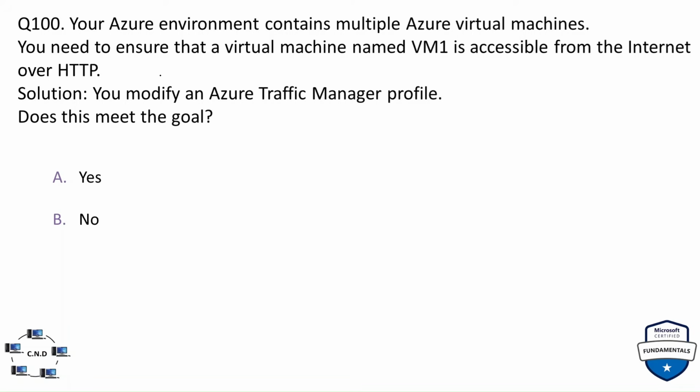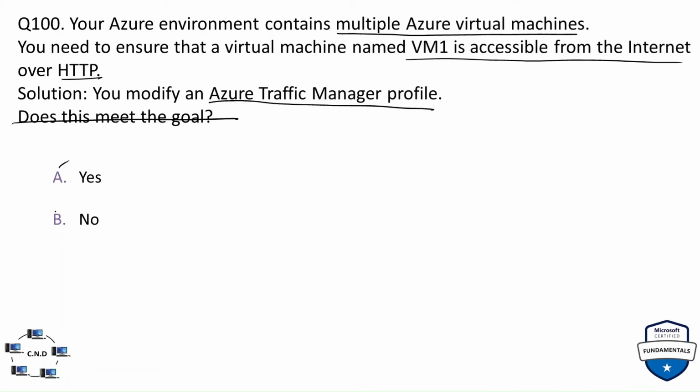Question number 100 is that your Azure environment contains multiple Azure virtual machines. You need to ensure that a virtual machine named VM1 is accessible from the internet on HTTP. Solution: you modify an Azure Traffic Manager profile. Does this meet the goal? The options are A, yes, and B, no. The correct option is again no.